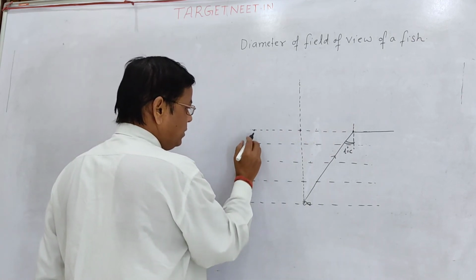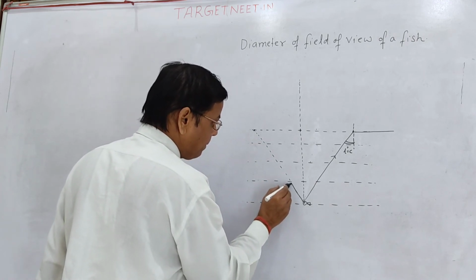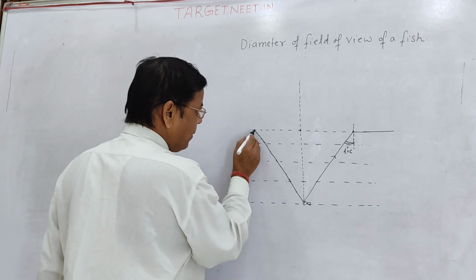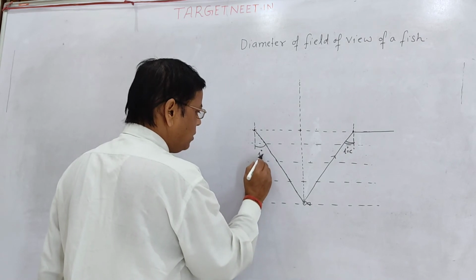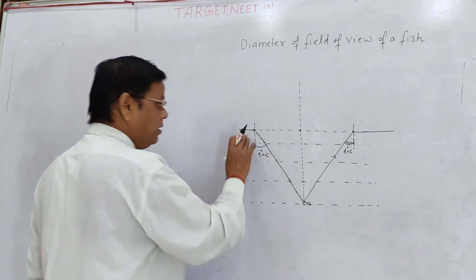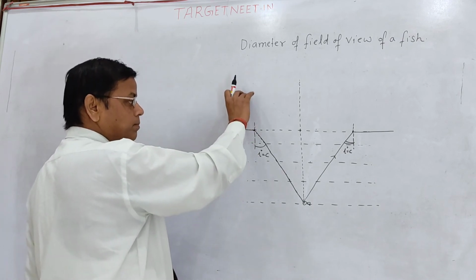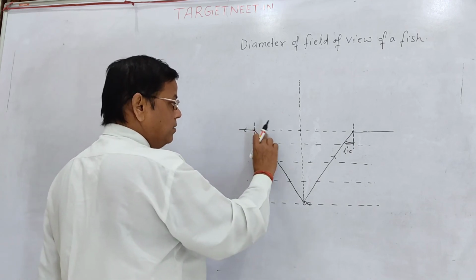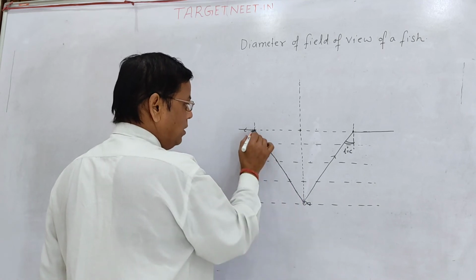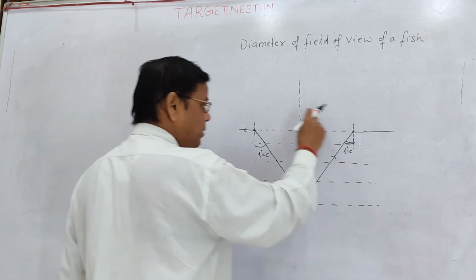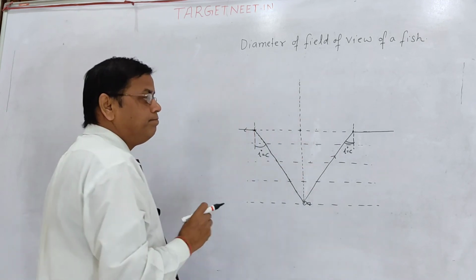So suppose I take this point, a ray incident here, this angle is the critical angle. Any ray that is incident beyond this point will be internally reflected and will not come out of water. Any ray that is incident here will come out of water. So if it is a bulb, then light will come out in this region. There will be a circular region from where light will come out of water.